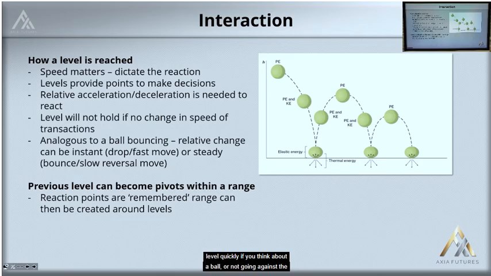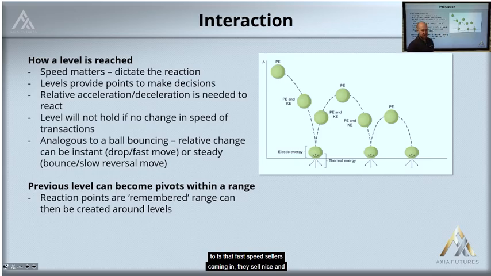As you reach a level quickly, if you think about a ball, I'm not going to go into the physics of this because not everyone likes physics. If you think about a ball, as this falls, the speed of the move to the downside evaporates very quickly. As soon as you hit, and let's assume this is a concrete floor, as soon as you hit the floor, that speed evaporates instantly. All of that energy gets transferred into the floor, essentially, which then gives a counter push back.